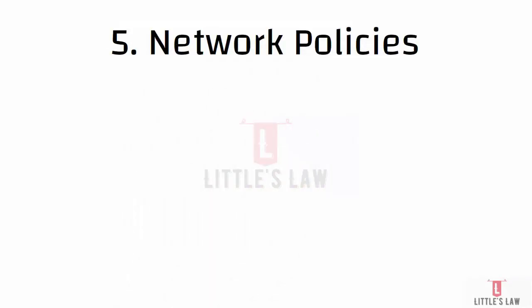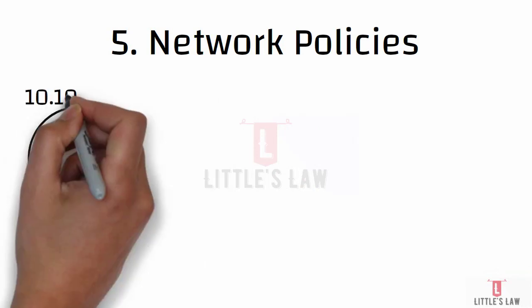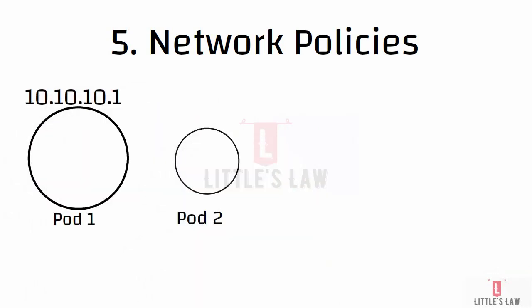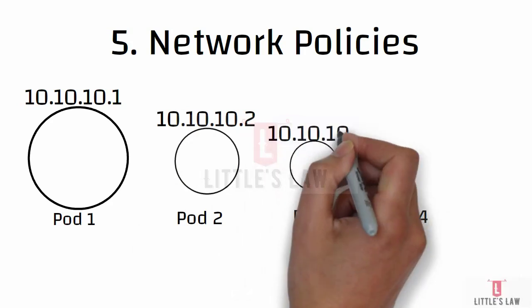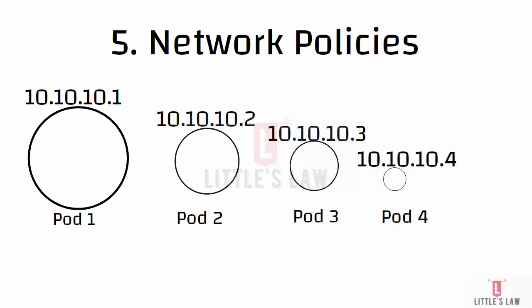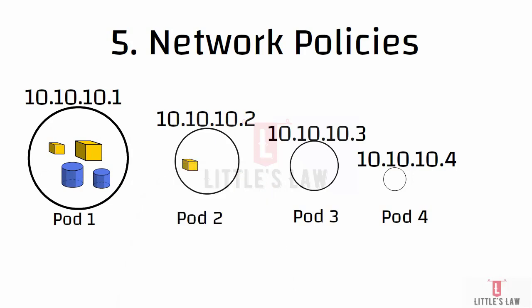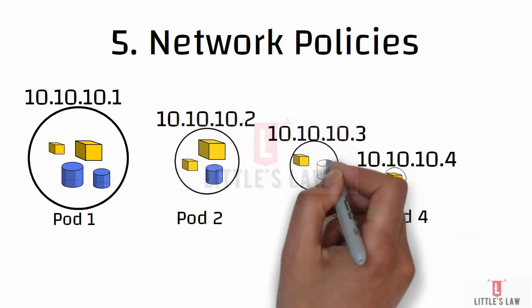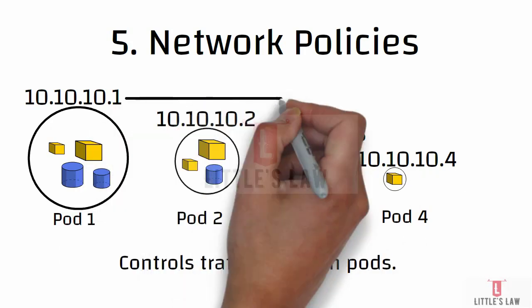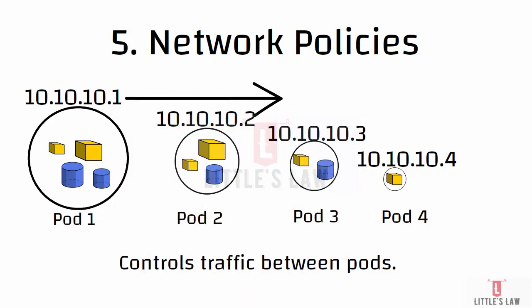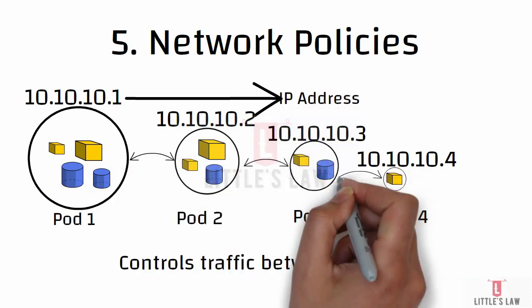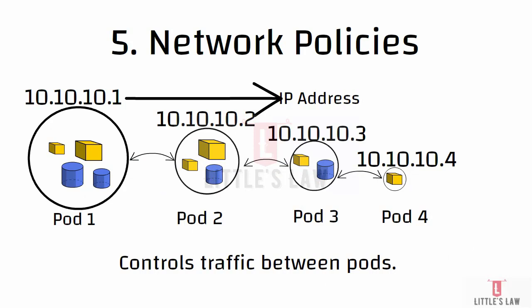The fifth and last part is network policies. Kubernetes offers network policies to control traffic between the pods. So what does this policy mean? These policies are used to define the rules for allowing or denying communication between pods based on various criteria such as the pod labels, their namespaces, or IP ranges.